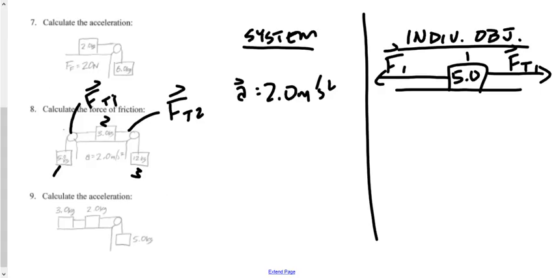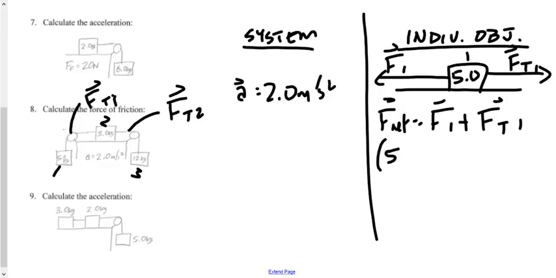So what do we do next? Well, let's say F net is equal to the sum of the forces. F net is equal to F1 plus Ft1. F net is also equal to m times a. What mass do I use? What mass do we use? 5, 3, 12, 20? 5. Yeah, I use the 5. It's easy to get mixed up with that, right?